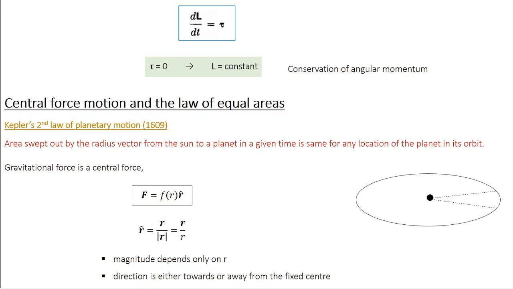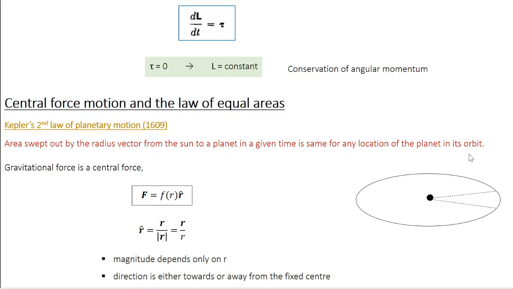So planetary motion is governed by three important laws given by Kepler in the 17th century, and the second law of Kepler is known as the law of equal areas. This law states that the area swept out by the radius vector from the sun to a given planet in a given time is the same for any location of the planet in its orbit.